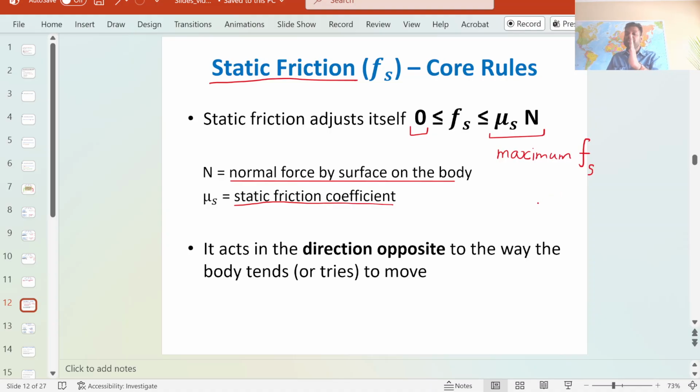So the static friction is between 0, that means no friction, the minimum value, and a maximum value. And the direction is opposite to the way the body tends to move. And we are going to look at examples.